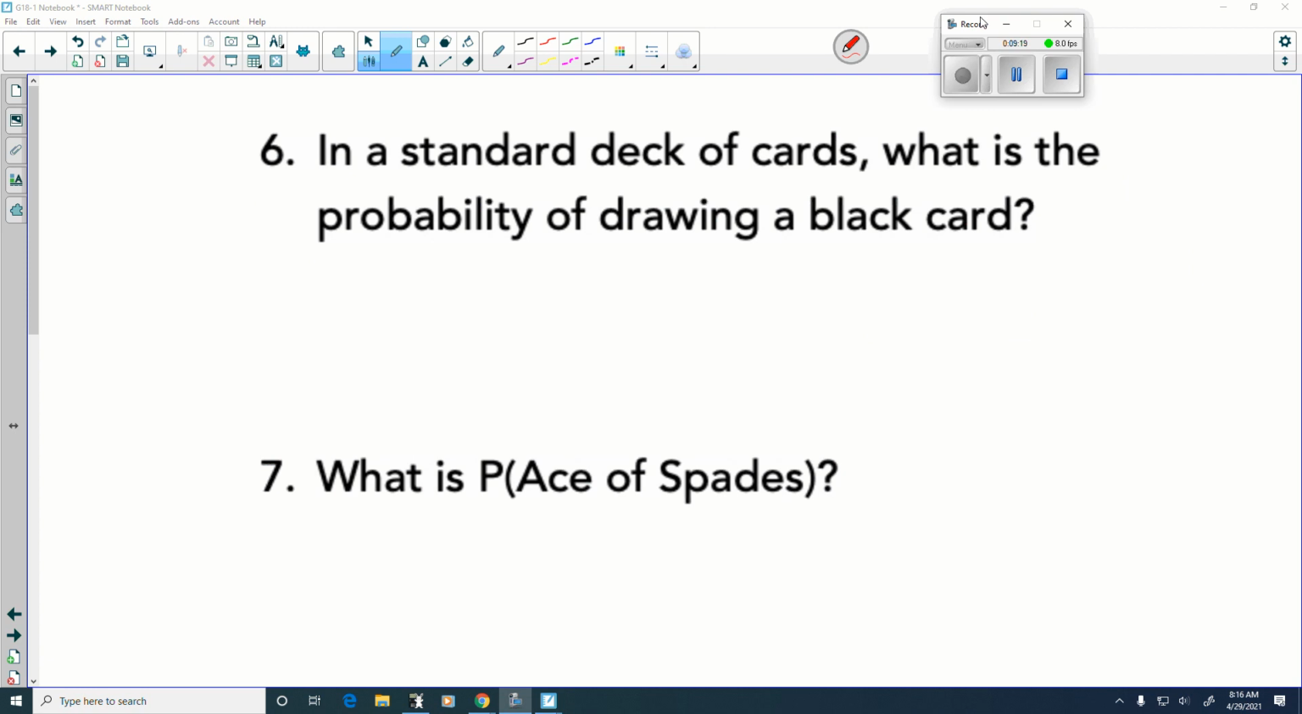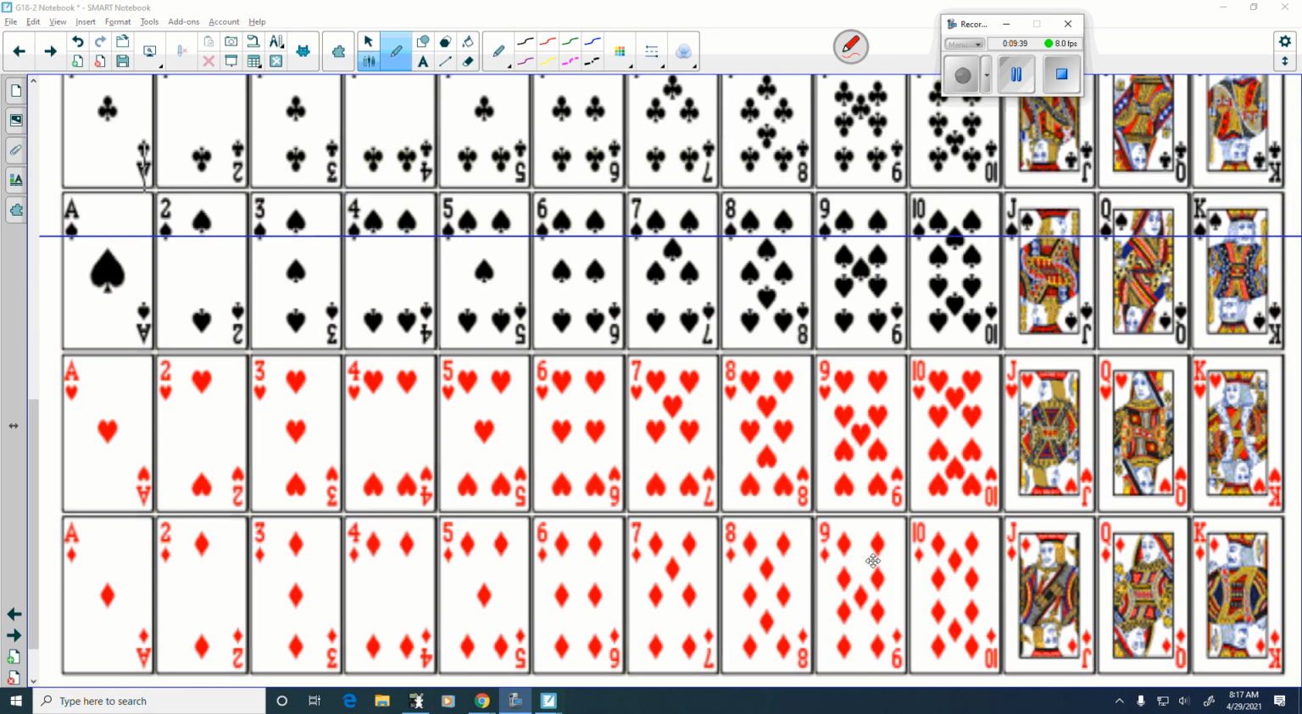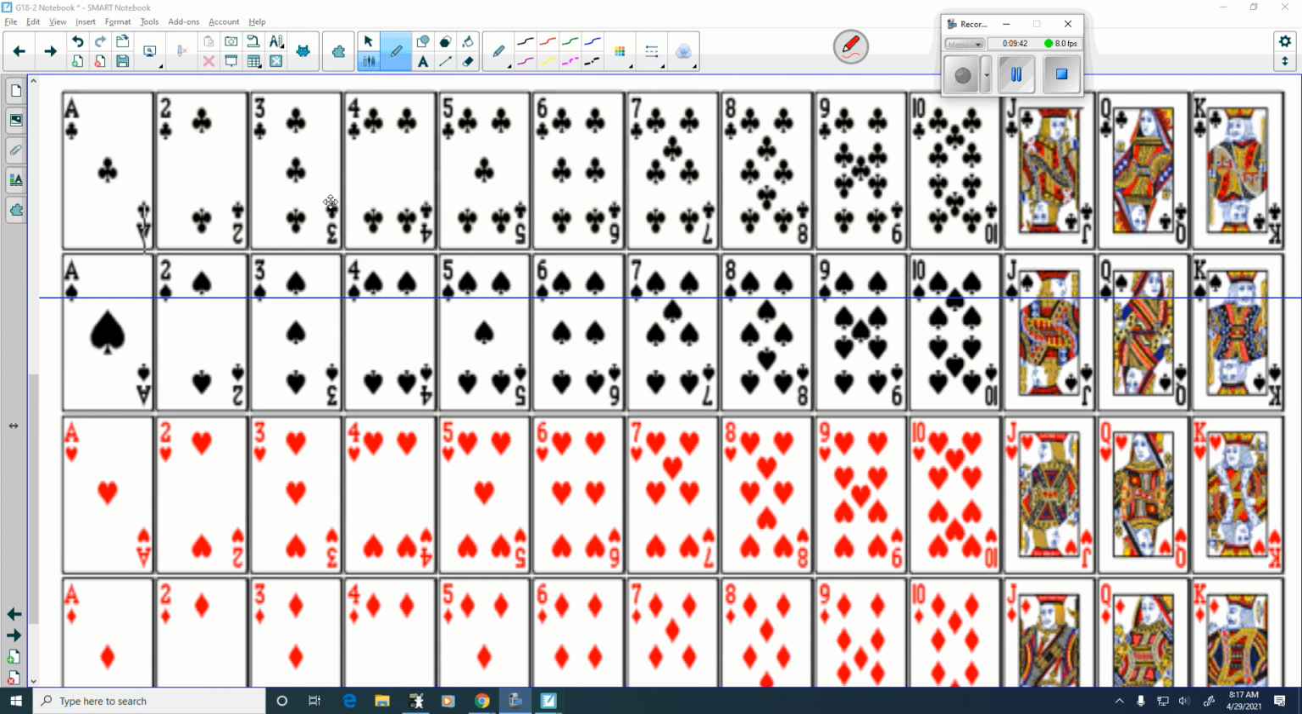In a standard deck of cards, what's the probability of drawing a black card? So maybe you know this. There's 52 cards in a deck. In fact, here's a table that shows all the cards that we have in a deck. There's 52 of them. It's 1, 2, 3, 4 by 13. 4 times 13, that's 52. And you can see that there's some that are black and some that are red.